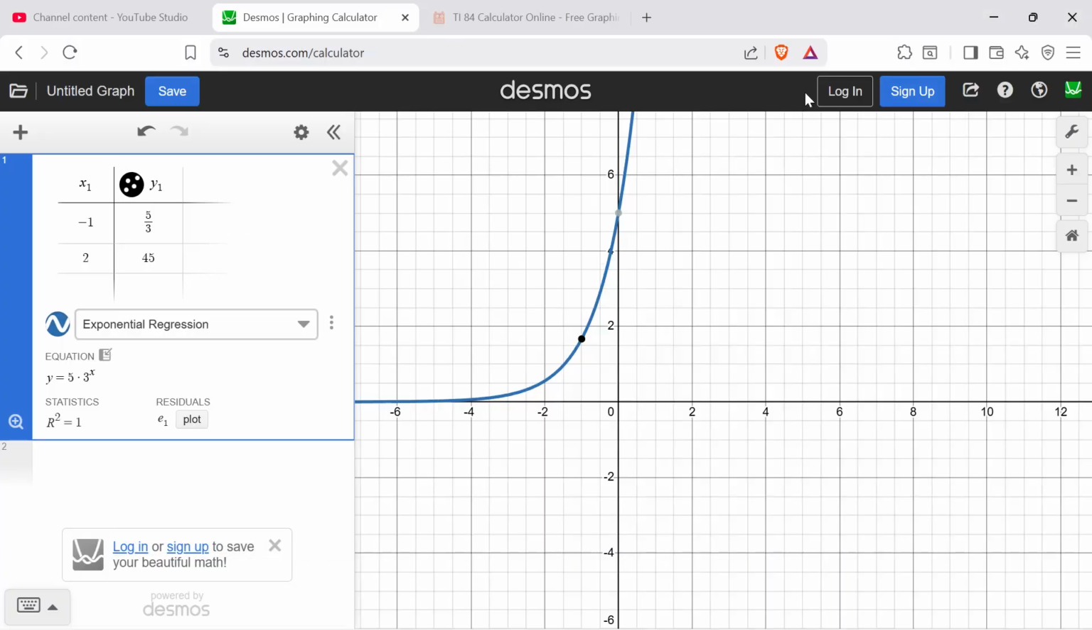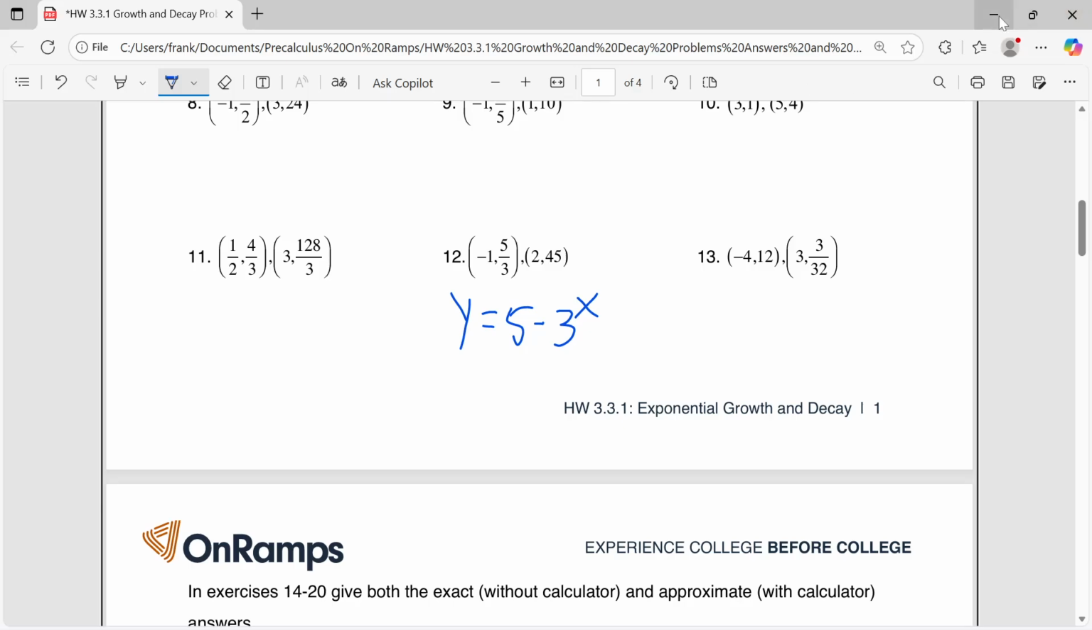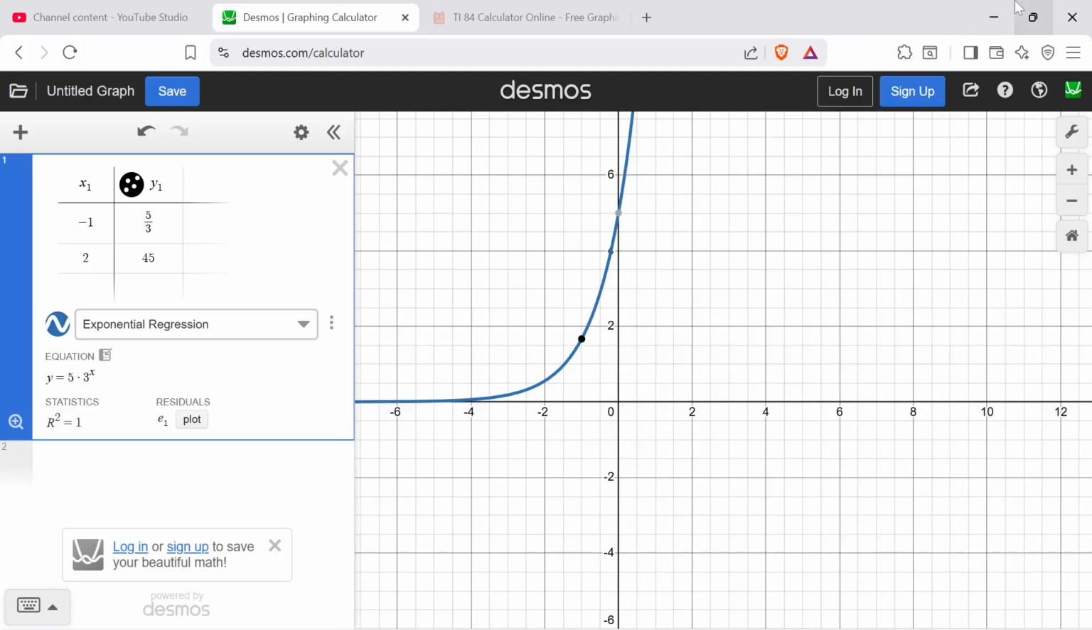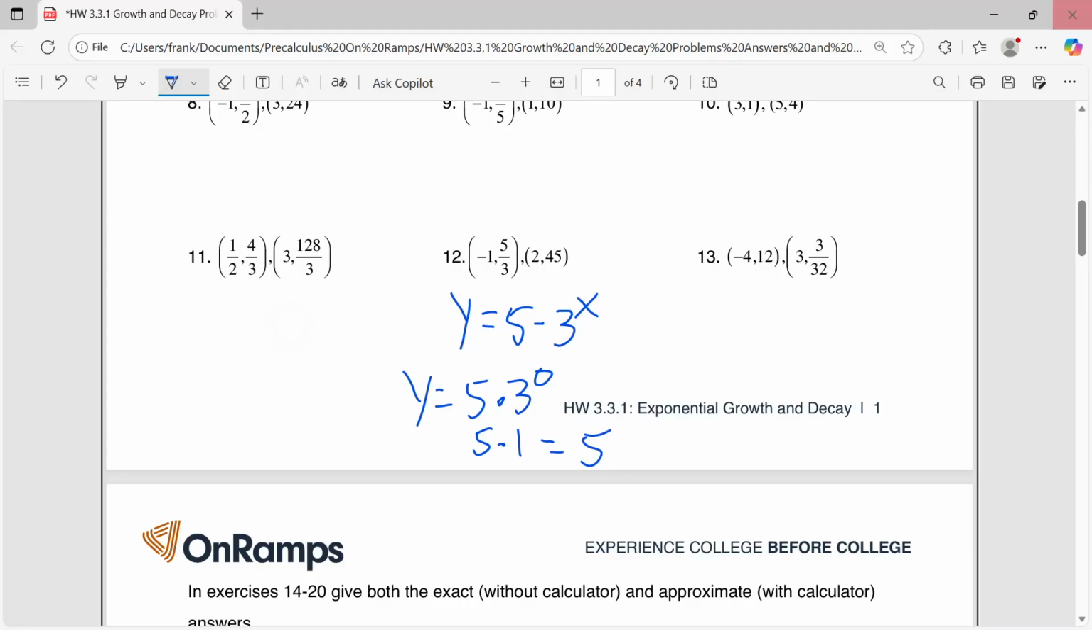Now it's an exponential growth. So how do I find out where it crosses the y-axis? Well, I set x equals 0, so y equals 5 times 3 to the 0, which is 5 times 1. Any number to the 0 is 1, which is 5. So when x is 0, y is 5, and as you can see on the Desmos graph, it's right there. So I can graph that.